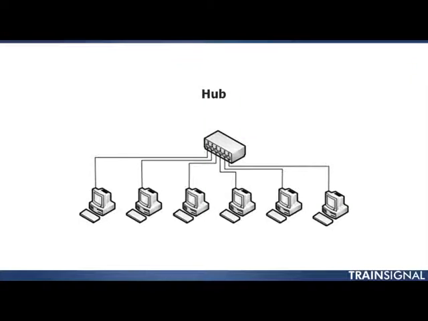Well, a hub is basically a multi-port repeater. The only difference between a hub and a repeater is that the hub is going to receive a signal from one computer, and then it's going to retransmit that signal out to all the other computers that are connected to it. Meaning it's going to go out all the other ports on the hub.